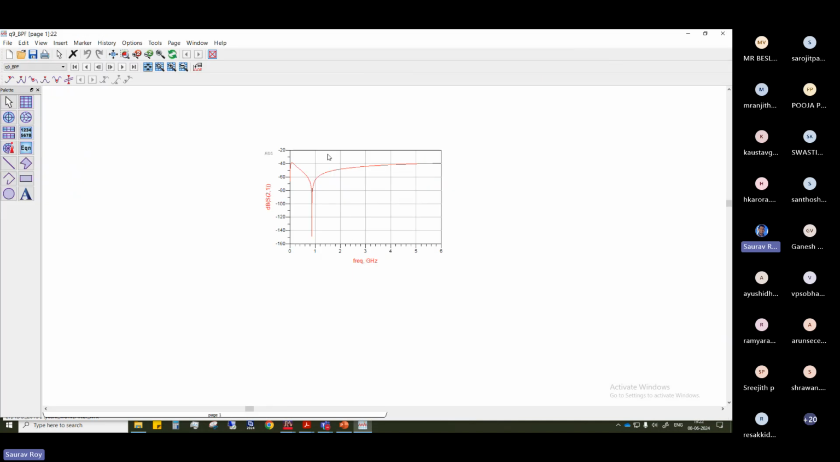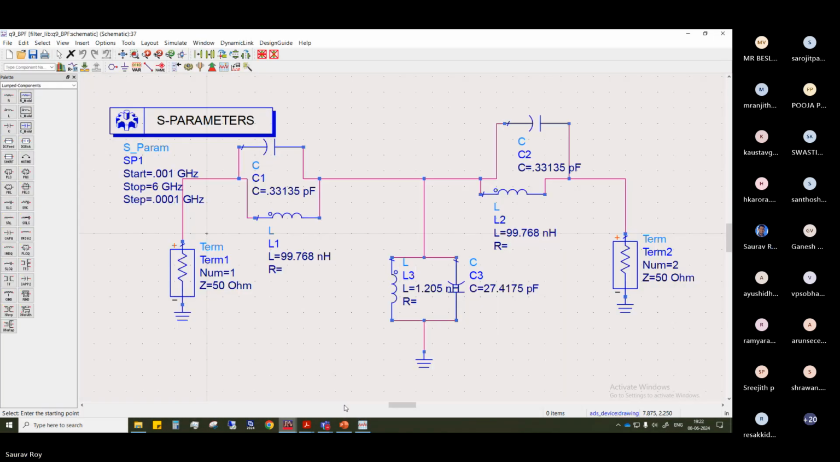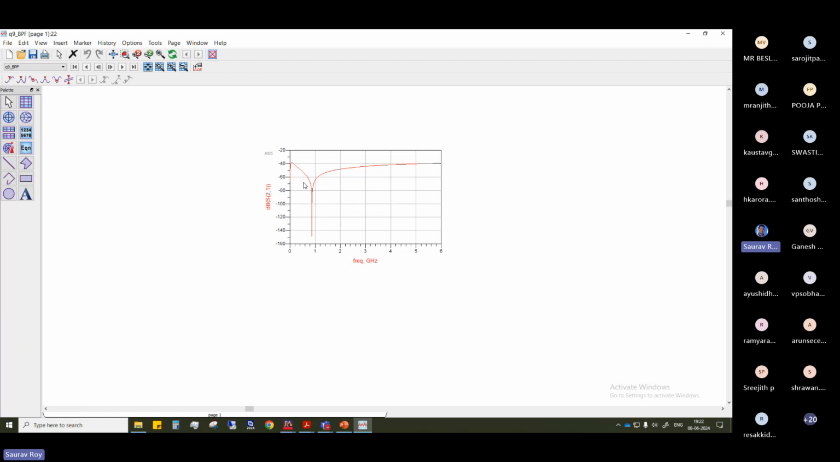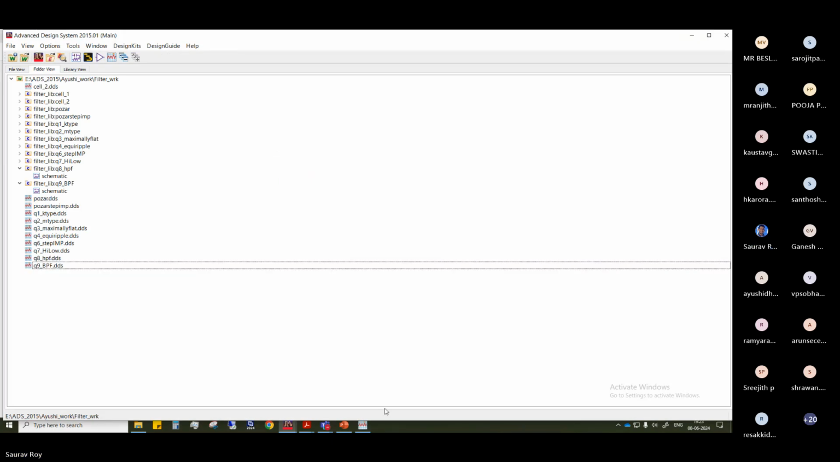So the response here, you see, is not good. I think there might be a mistake here. I think the L components have not been. Yeah, here it might be in series. I think this component, yes, this will be in series. That's why it has not come. But the concept is the same, and you can do it yourself.